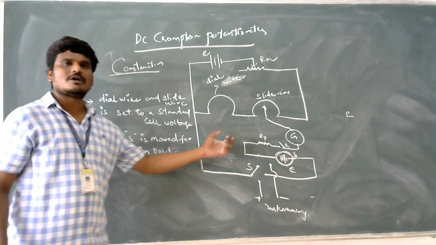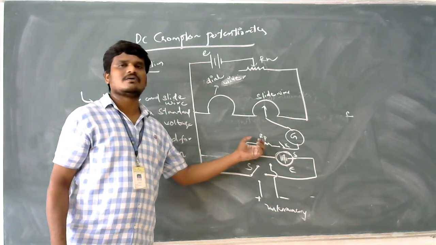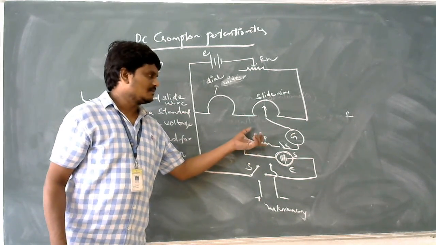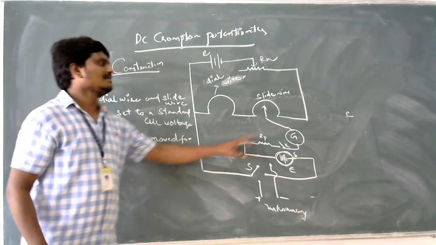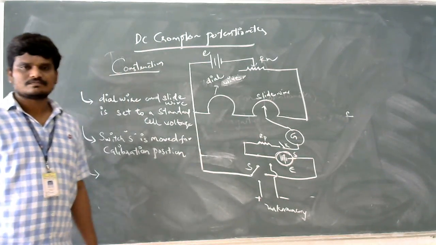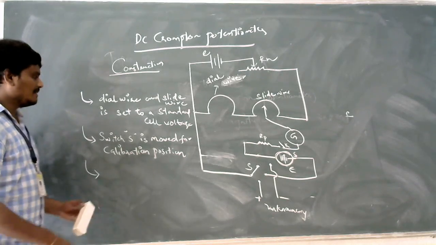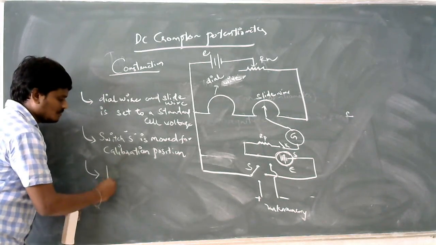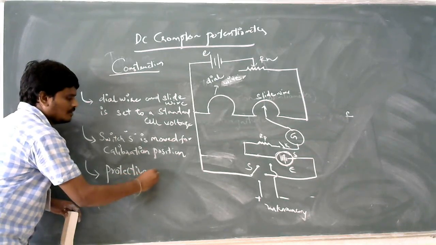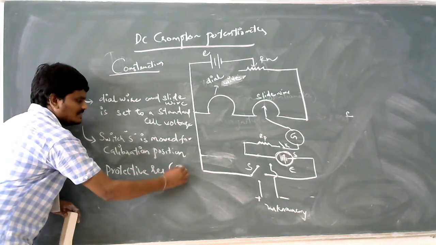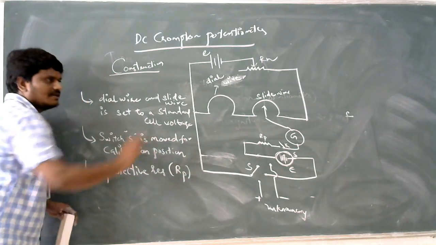The main purpose of adding an element called protective resistance before the galvanometer is to avoid damage to the galvanometer. To avoid the damage, I am using protective resistance, which is given as Rp in the circuit.